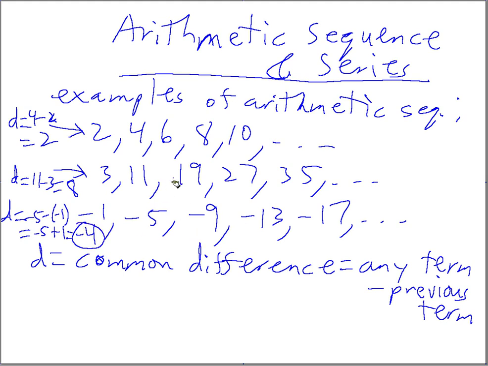The key is what? If a sequence of numbers has a common difference, that means it's an arithmetic sequence. And since it has a pattern to it, we can certainly have a formula that we can use to find a certain number of terms. So let's get to that formula. Let me clear out the screen.